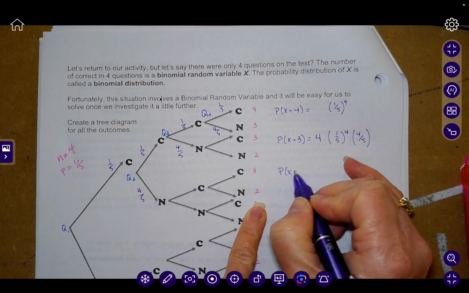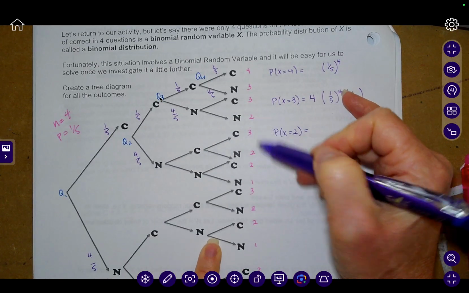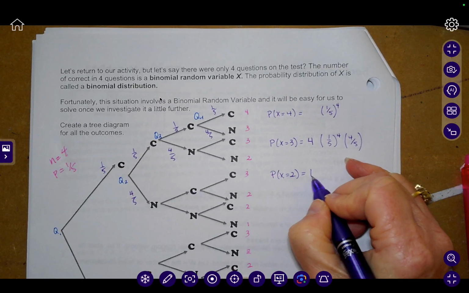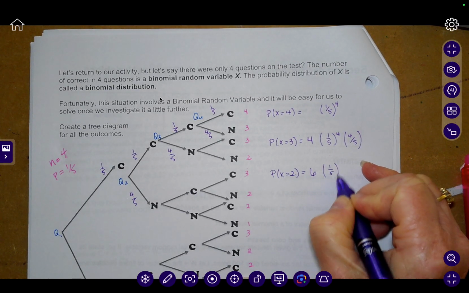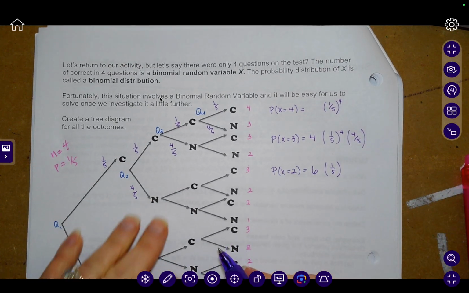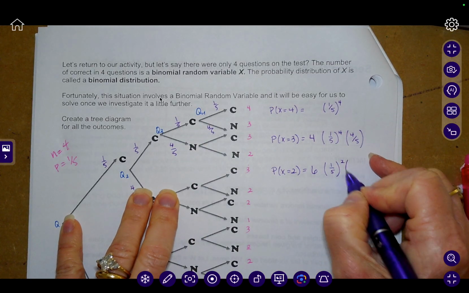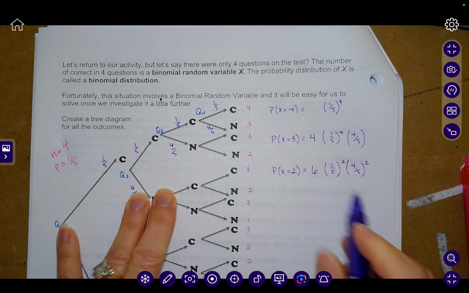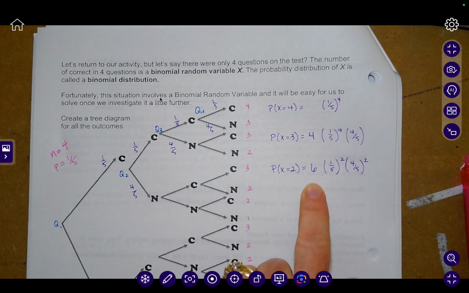Same thing for X equals 2. There are 1, 2, 3, 4, 5, 6 paths which have X equals 2. For those 6 paths, each one of them has 2 correct, so that's 1/5 squared, and 2 incorrect, so that's 4/5 squared. Each one of those paths has the same probability, it's just that there's 6 of them.